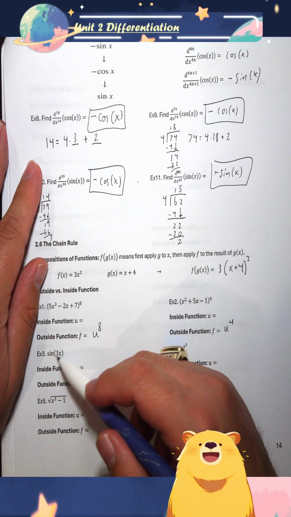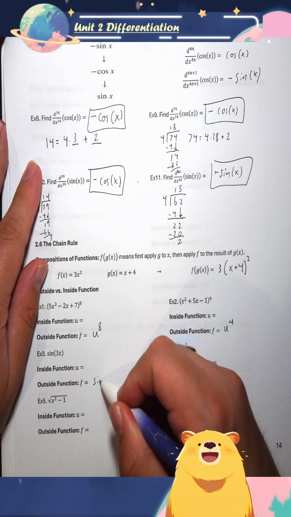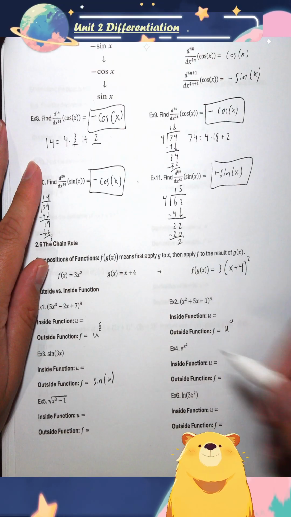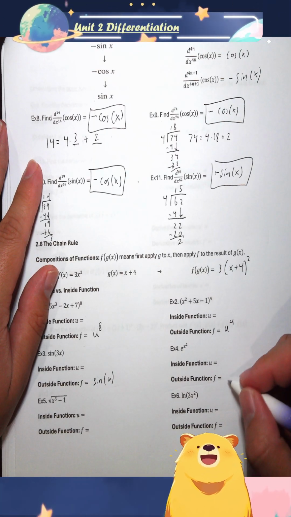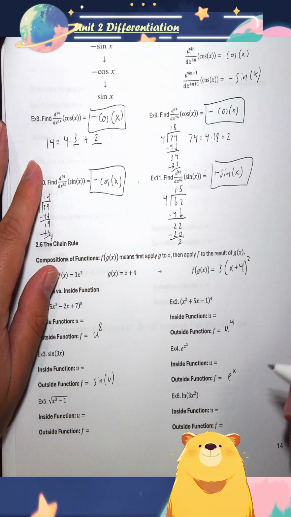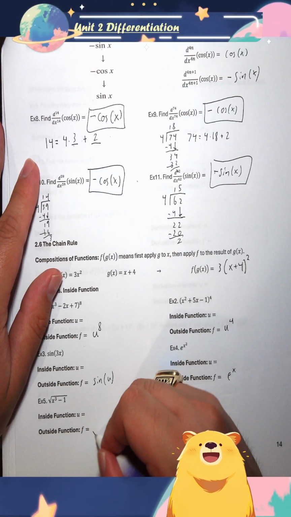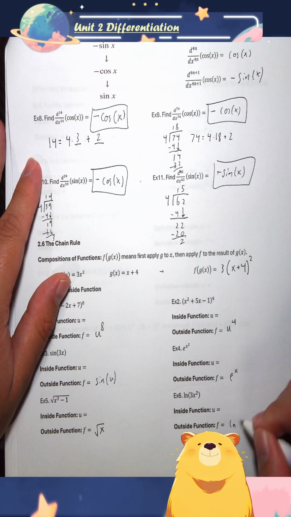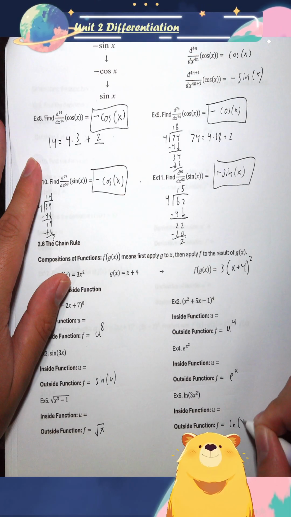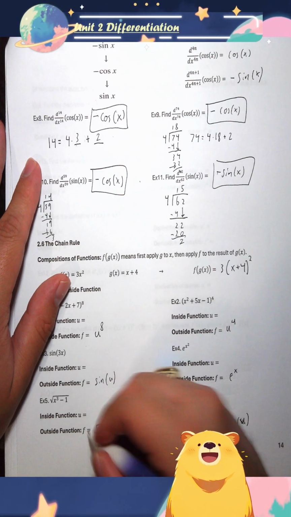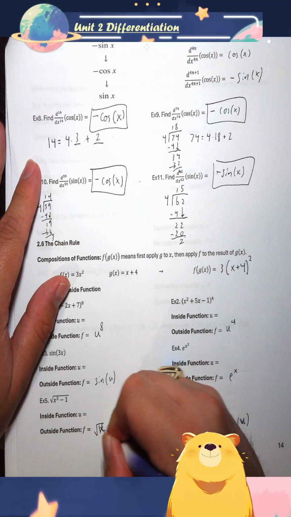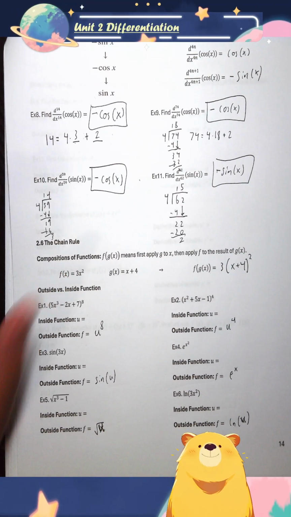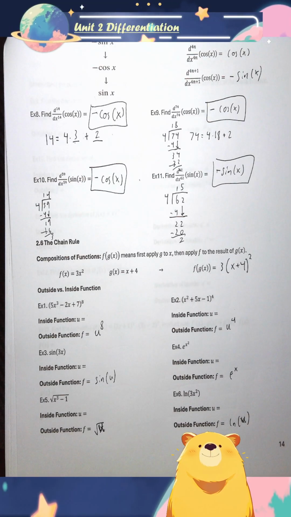Here, the outermost is that sine function. Here, the outermost is the exponential function. The outermost is that square root. And here, the outermost is that ln. Oh, I accidentally wrote an x for this as well. All right.